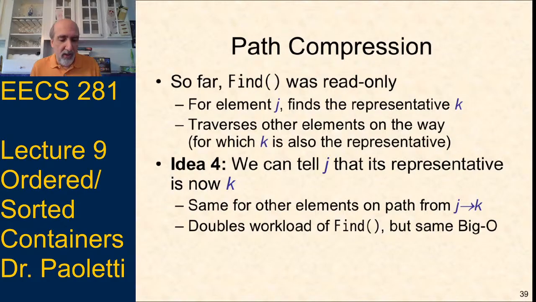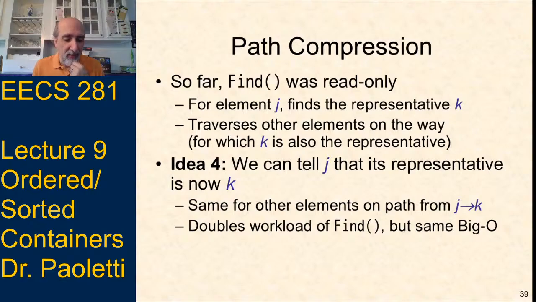Okay, so the last big idea here is, don't make find read-only. When you do a find, update things. When you do a find, if you find someone that doesn't actually know the ultimate representative, update them so that they do know it. So find gets more complicated, but it'll still be the same big O, but it'll double the work, but it'll still be pretty fast, and it'll speed up future finds.